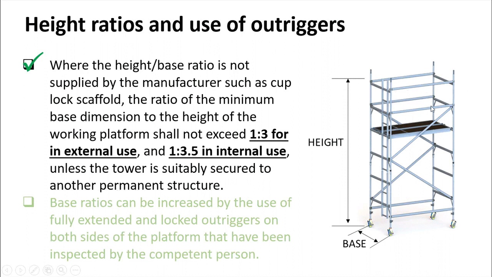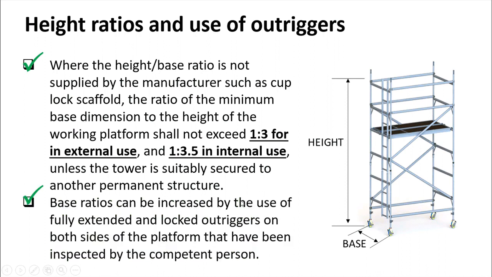Like for example, on the scaffolding in the picture on the right, you have the base here and the height. Remember, the base dimension should always be the lowest dimension of the base. So you need to multiply to check whether it complies with the height to base ratio of 1:3 for external use or 1:3.5 for internal use. Unless the structure is connected to other permanent structures, so you don't need to compute that height to base ratio.